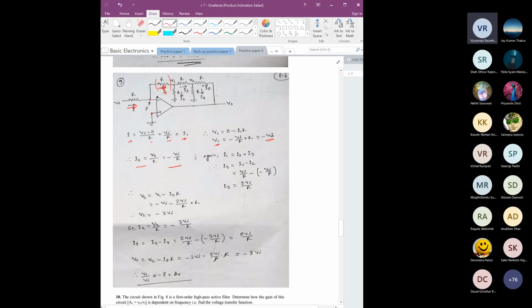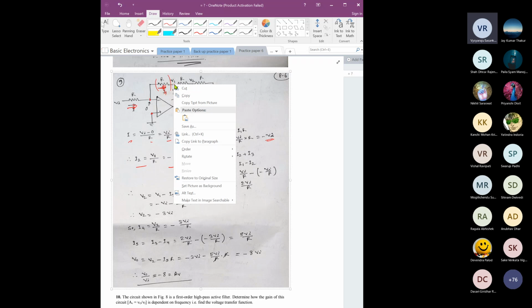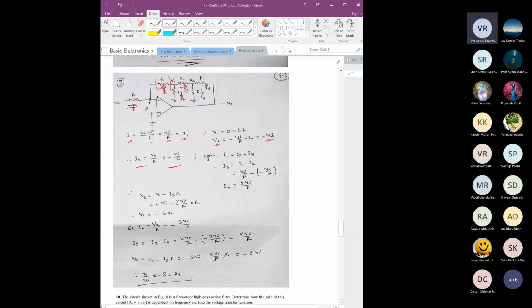Also you know this current. Apply KCL at this node and you can find this current, so I3 is also known. Now you know I3 and this potential, so this potential minus the drop across this would give you the next potential. If you know this potential, you can find this current. You already know the other current, so from KCL you can find this current. Then you also know this voltage, and this voltage minus the drop across this would give you the next one.